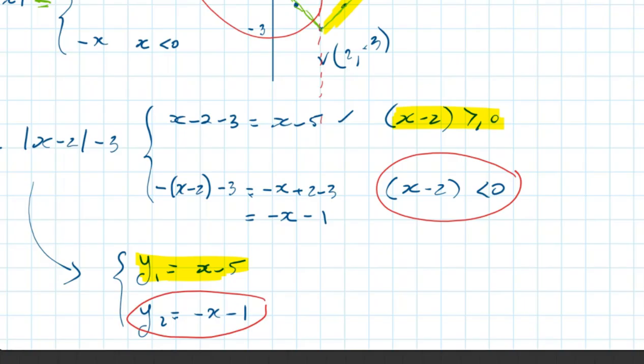Make sure you come back to the next video on absolute value functions, because I'm going to do more examples of that, so then you know exactly what is happening.